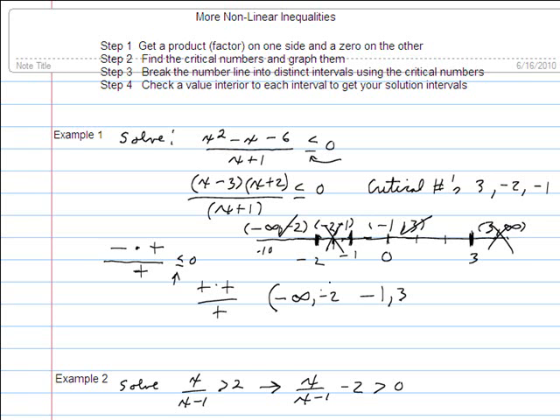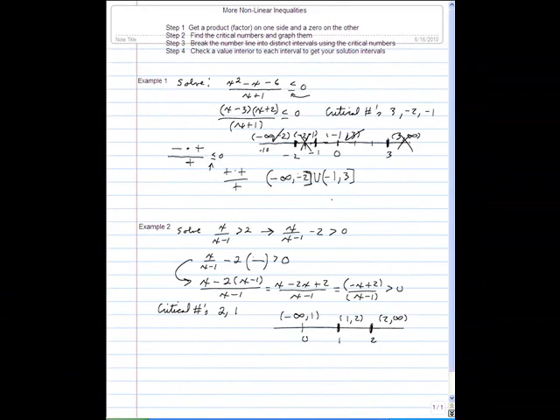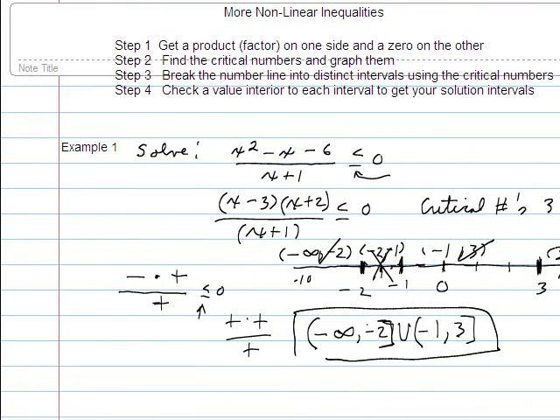If I plug in negative 2, I get a 0 on the top. A 0 on the top gives me 0. So negative 2 is a solution, so I put a square bracket indicating that negative 2 is in the solution set. Now negative 1 also makes a 0, but there's a difference. Negative 1 makes a 0 on the bottom. Zeros on the bottom are not allowed. That makes it undefined, so that is not a solution. But the 3 makes a 0 on the top, so that is a solution. And my final answer is negative infinity to negative 2 closed, union negative 1 open to 3 closed.